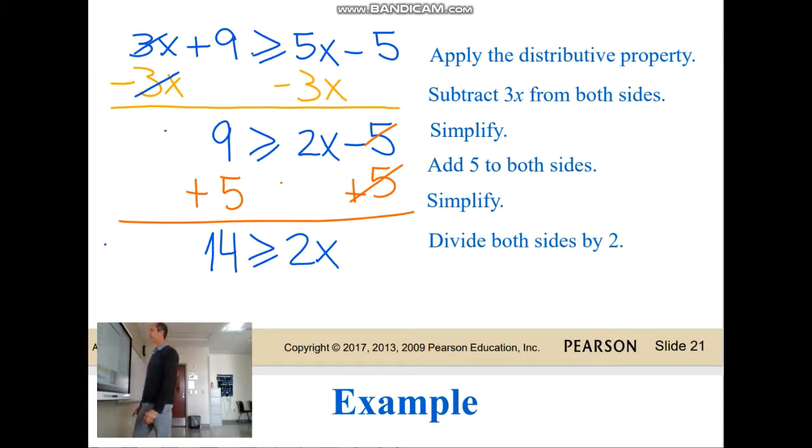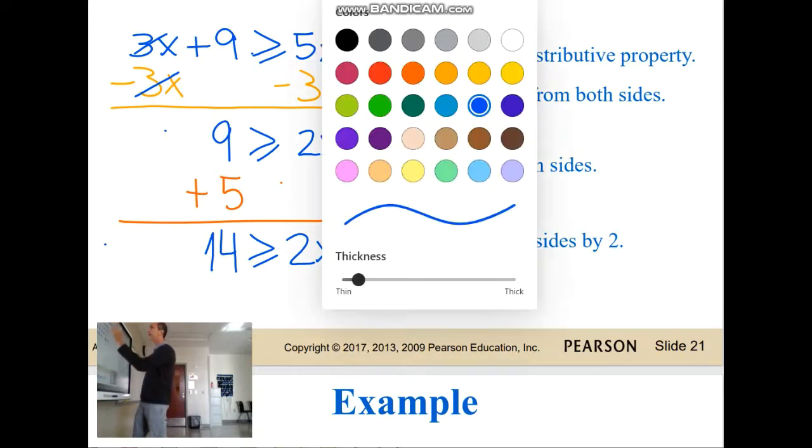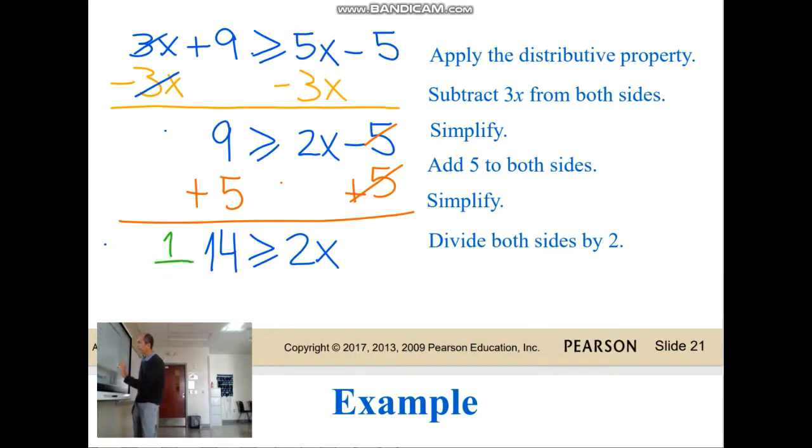And that's it. The last step is applying the multiplication property of inequality and dividing both sides by 2, or we can think of multiplying both sides by 1 over 2, which is the same thing. We will have, as a result, 14 divided by 2 is 7.